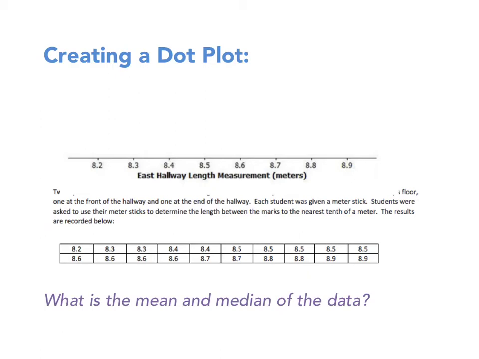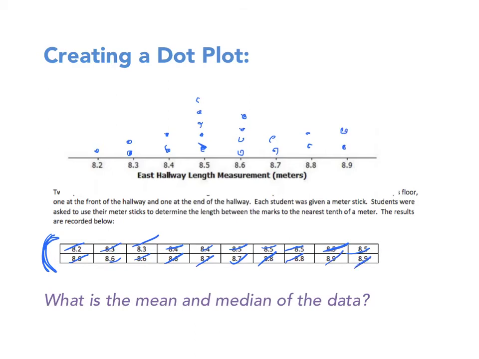So all you do to create a dot plot, we have our data here, is you just put dots for each piece of data above your number line, and your number line is nicely created for you here. So first data point 8.2, I'm going to put a little dot and cross it out. 8.3, little dot, cross it out. Again, 8.3, 8.4, 8.4, 8.5, 8.5, 8.5, 8.5, 8.5, 8.6, 8.6, 8.6, 8.6, 8.7, 8.7, 8.8, 8.8, and then 8.9 and 8.9.